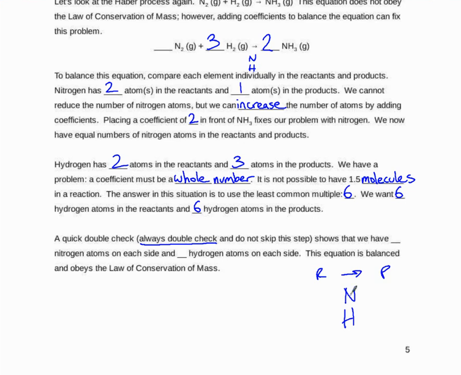So I counted them up. So nitrogens in the reactants, I have 2. In the products, I have 2. So nitrogens are good. Hydrogens, I have 6 in the reactants, and I now have 6 in the products. And so everything's good here. It works out. I have 2 nitrogens on each side. I have 6 hydrogens on each side. Everything is accounted for. This equation is now balanced, and it obeys the law of conservation of mass.